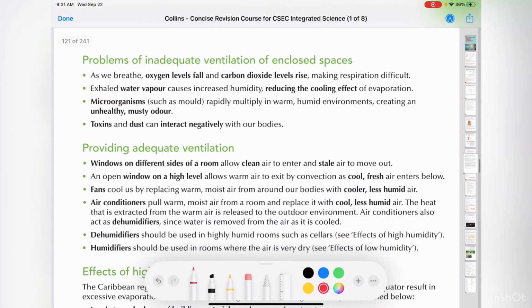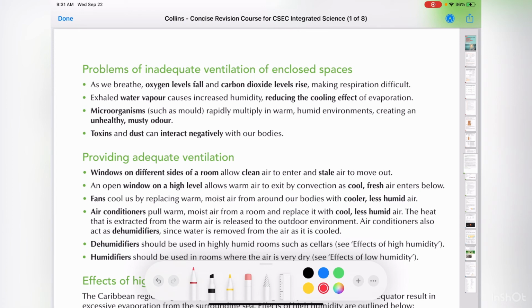So we're going to look at some of the problems of inadequate ventilation of enclosed spaces. As we breathe, oxygen levels fall and carbon dioxide levels rise. That is because as human beings, we need to breathe in oxygen and release carbon dioxide in order to provide energy for the cells in our bodies.